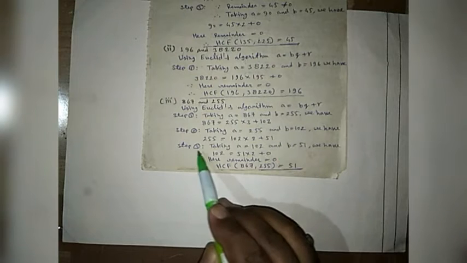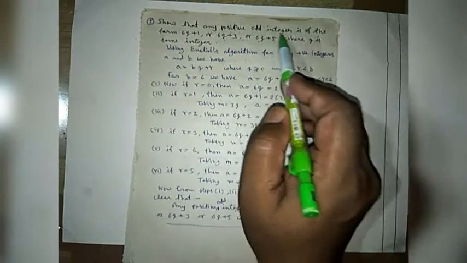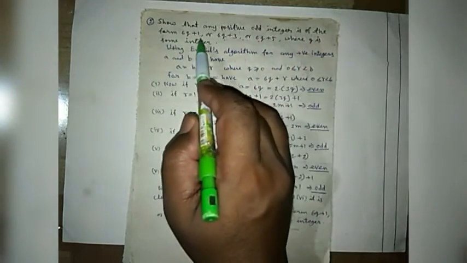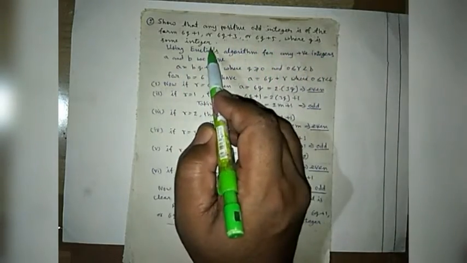We will perform step 3. Taking a equal to 102 and b equal to 51, we have 102 equal to 51 into 2 plus 0. Because the remainder is 0, the HCF of the given numbers is 51. Now we will see the second question. In question 2, show that any positive odd integer is of the form 6q plus 1 or 6q plus 3 or 6q plus 5, where q is some integer.